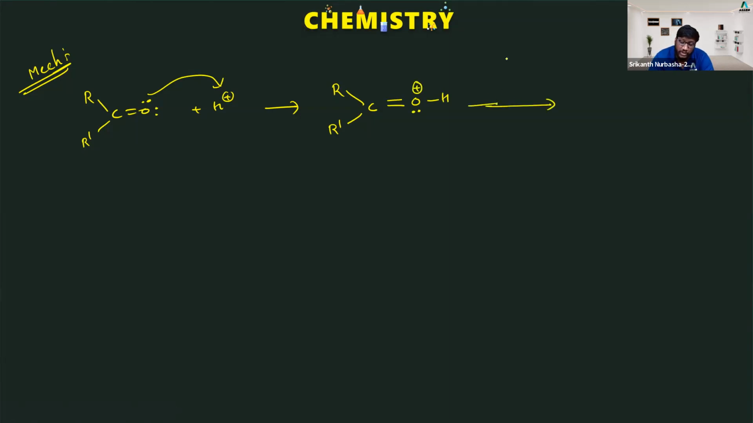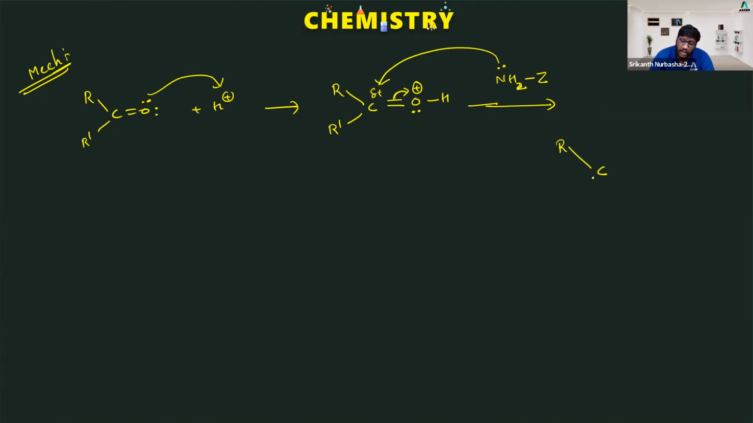Next step, we have NH2Z. Nitrogen has a lone pair of electrons, so it acts as a nucleophile. We have carbon doubly bonded with oxygen, and oxygen also has a positive charge, so pi electron density moves towards oxygen. So this carbon has more electrophilic nature. The lone pair of electrons on nitrogen will attack this particular carbon.